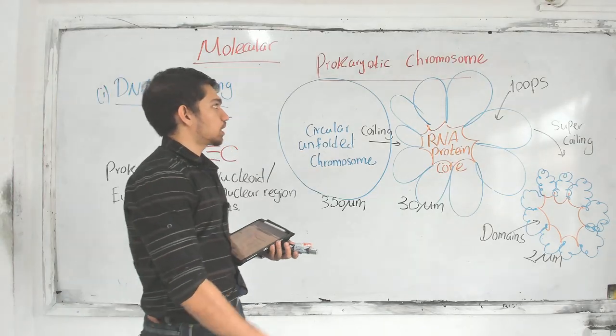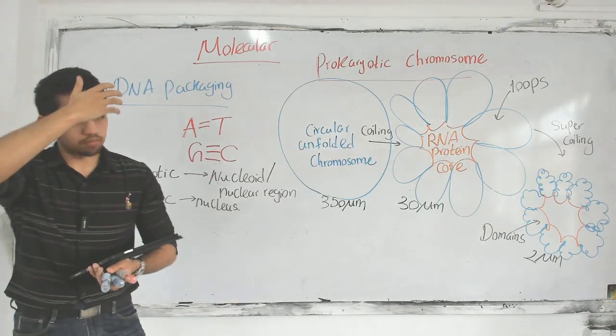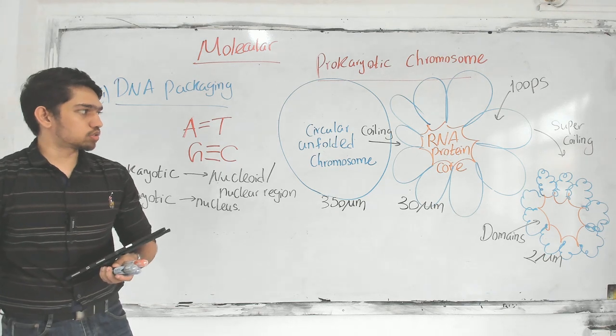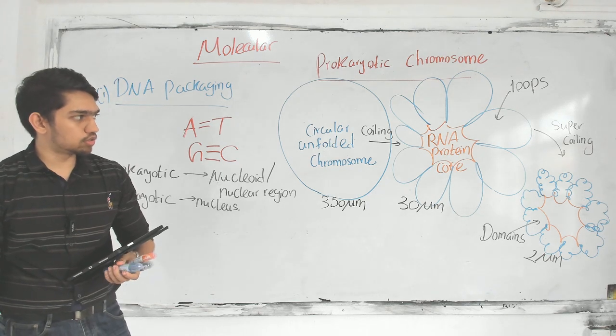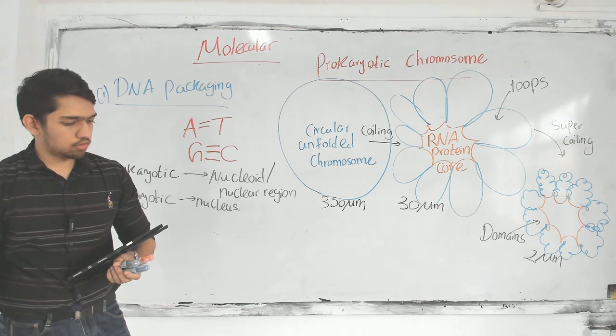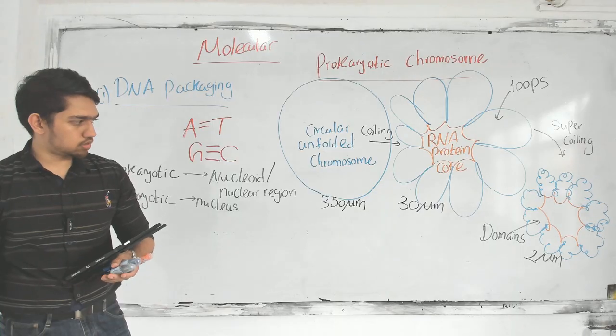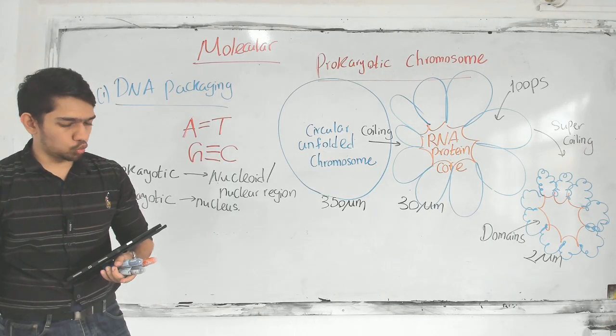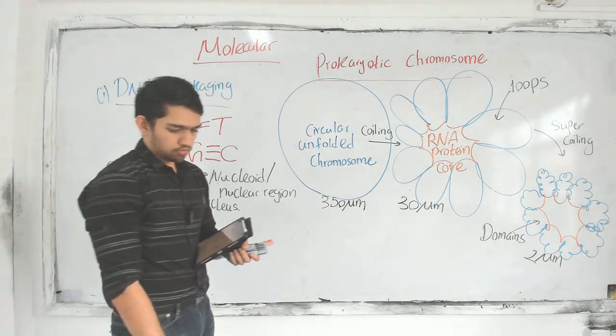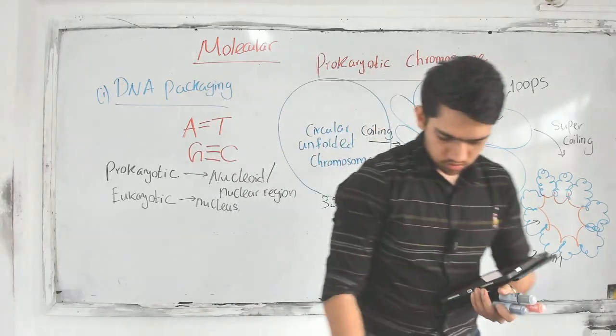Okay, and then write the subtopic prokaryotic chromosomes. Quickly write this, draw this with the sizes, 350 micrometers, 30, 2 micrometers.